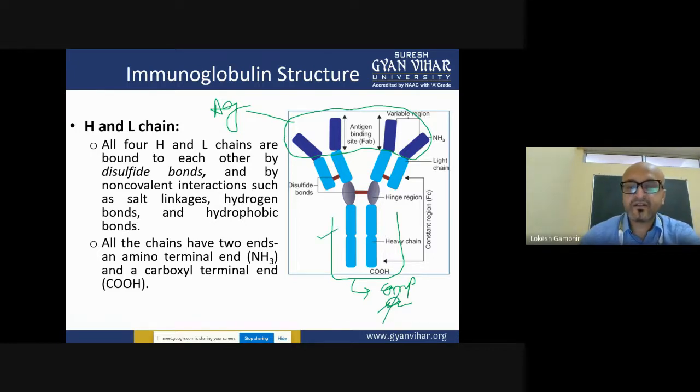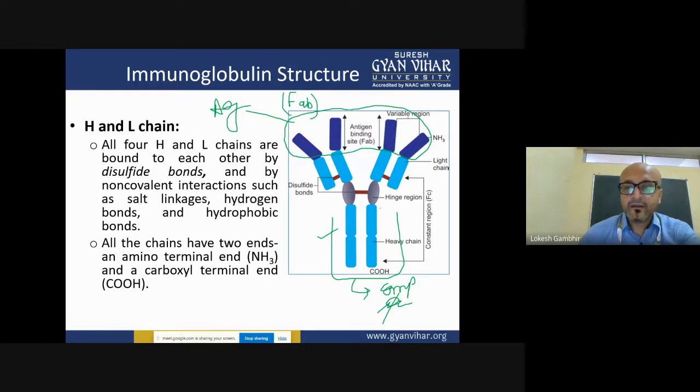The constant region is responsible for activating or recognizing the other immune cells, whereas the antigen binding domain is actually the variable region. That is why we call it the antigen binding site, and we also call this particular region the fragment of antigen binding, Fab.